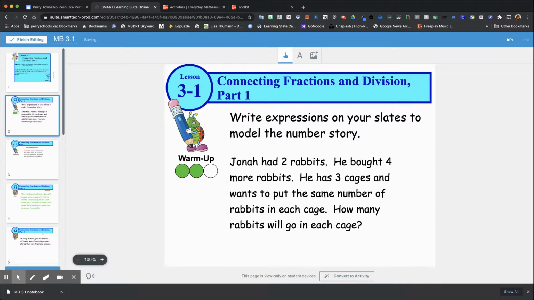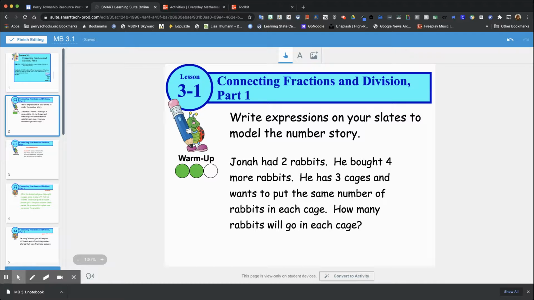So let's start off with a warm-up. Here we have a number story. What I would like you to do is to pause the video and on a slate or a piece of paper, write the expression that connects to a model for the number story. Jonah had 2 rabbits. He bought 4 more rabbits. He has 3 cages, and he wants to put the same number of rabbits in each cage. How many rabbits will go in each cage?